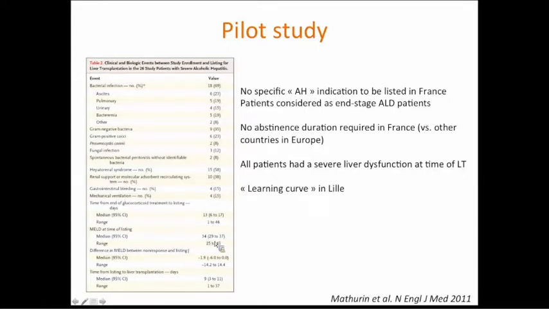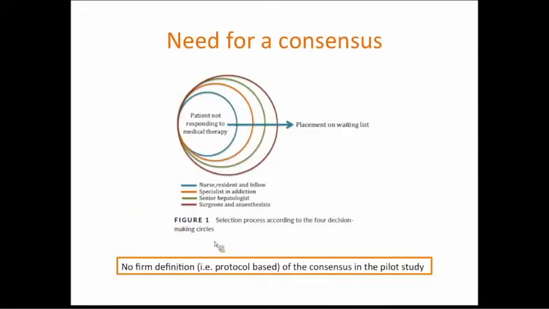And I have to say that in France, we have no specific alcoholic hepatitis indication to be listed, and patients are considered as having an end-stage alcoholic liver disease. There is no abstinence duration required in France versus other systems, I would say, in Europe. And I have also to say, but we might discuss this later, that we observe a kind of learning curve in terms of identification of patients. We need a consensus. It was not so simple to set, but to be selected, any patients who had alcoholic hepatitis not responding to medical therapy had to, let's say, convince all circles from the nurse, specialists in addiction, hepatology team, and transplant team as well, to be put on the waiting list.